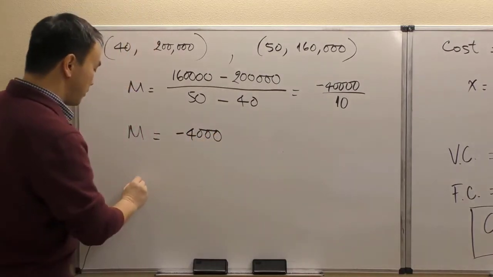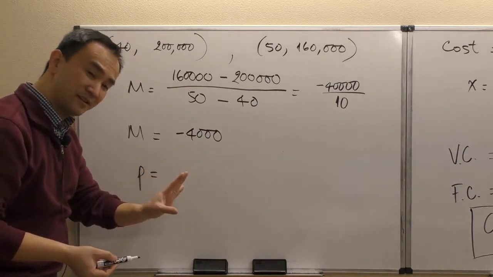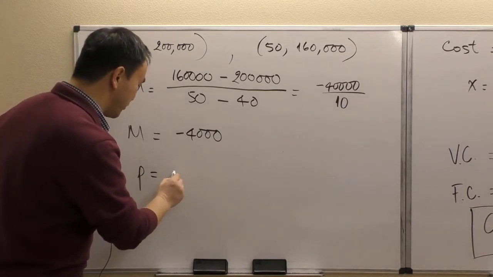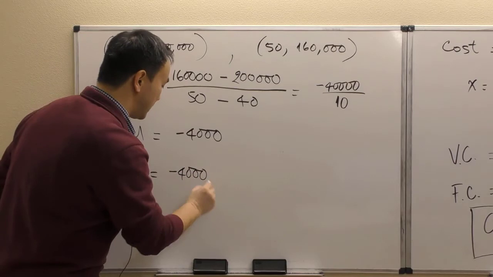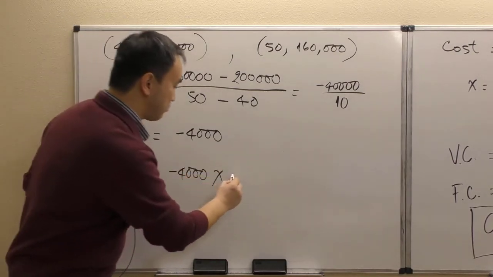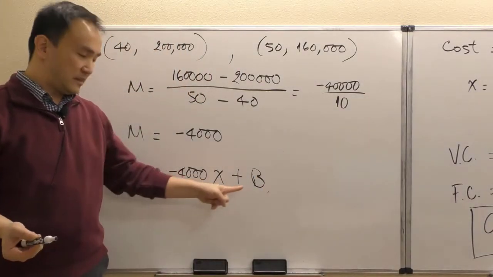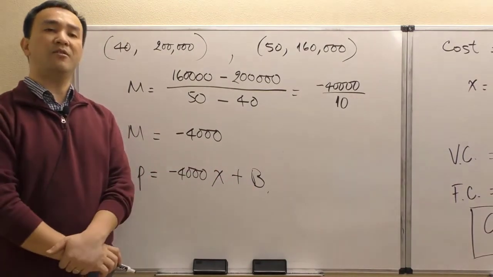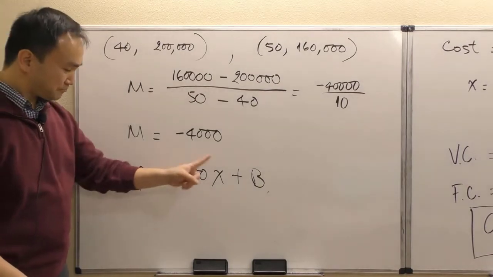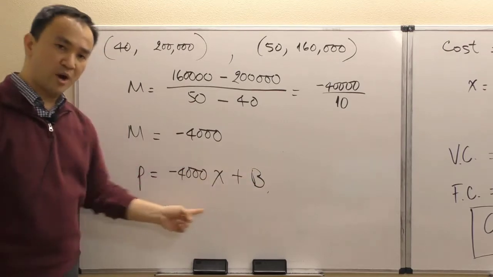And so now we know a little further: price can be determined as dependent on quantity by the following equation: minus 4,000 times whatever quantity you're aiming to produce, plus some y-intercept, because any linear equation has to have a y-intercept value. Okay, so we're about halfway through our price and quantity relationship, or this is the demand equation right there.